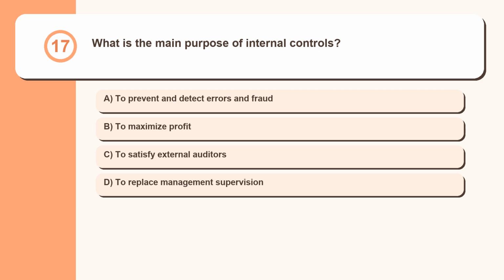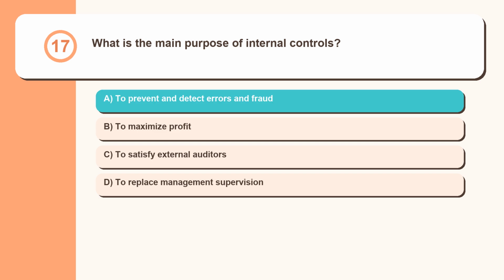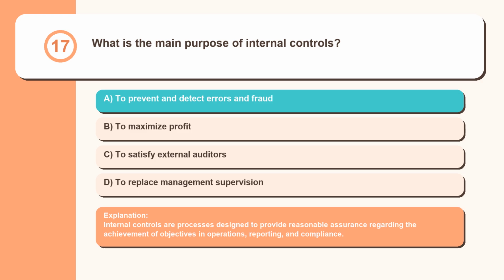Question 17. What is the main purpose of internal controls? To prevent and detect errors and fraud, to maximize profit, to satisfy external auditors, to replace management supervision. Internal controls are processes designed to provide reasonable assurance regarding the achievement of objectives in operations, reporting, and compliance.